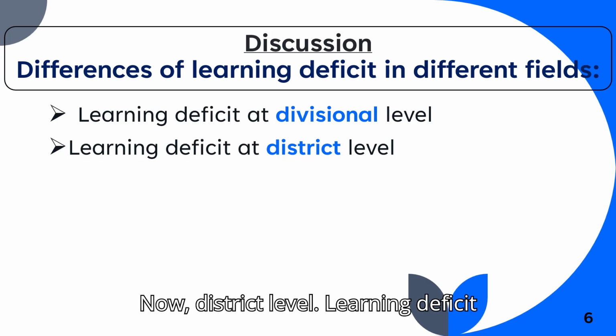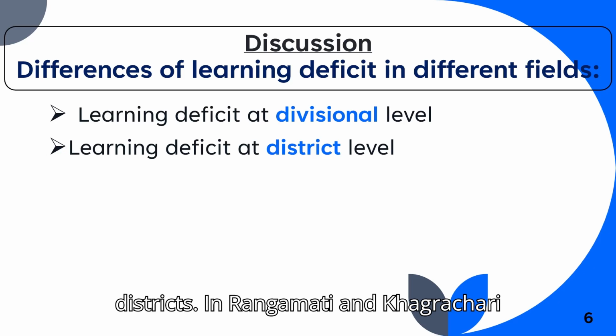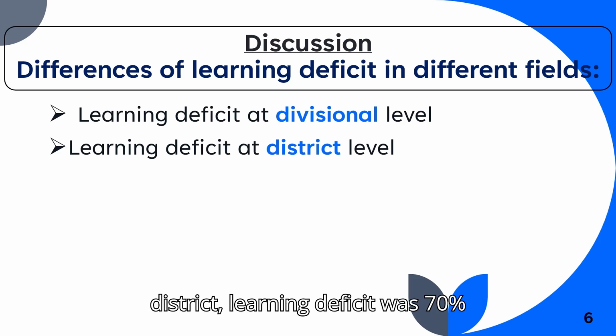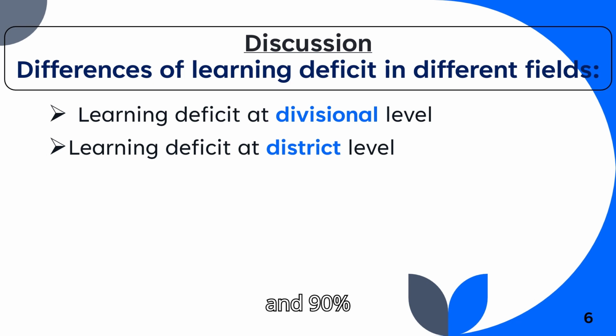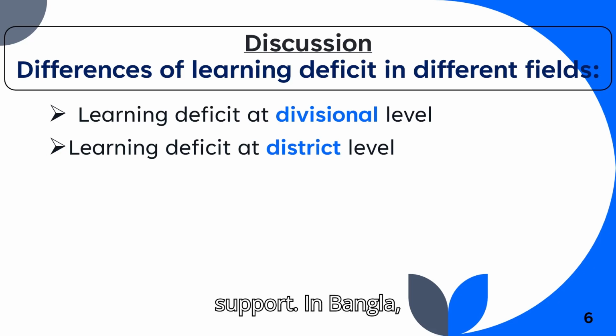Now, district level. Learning deficit was identified among different districts. In Rangamati and Khagrachhari districts, learning deficit was 70% and 90% respectively. Almost all the students need to be brought under remedial support.